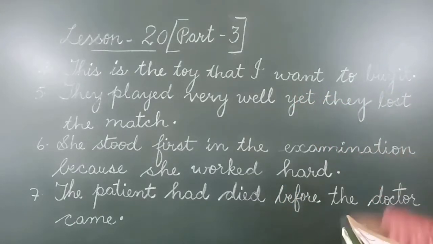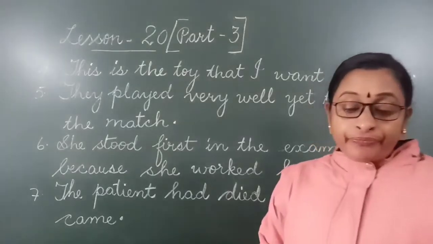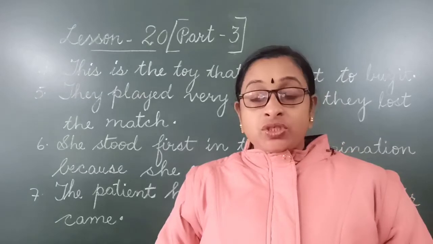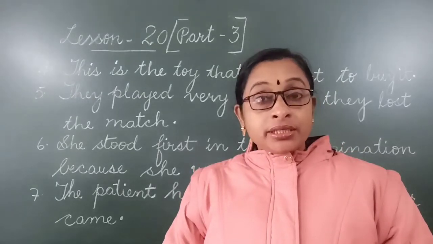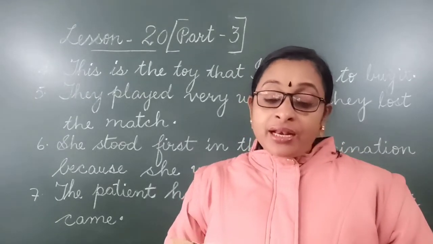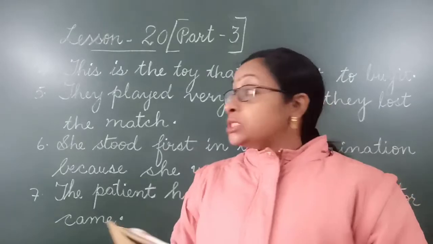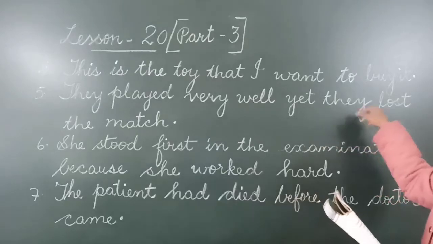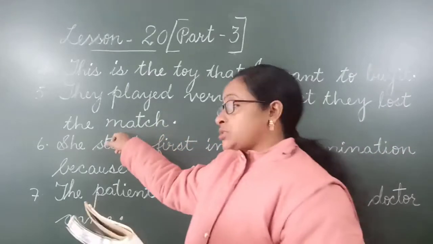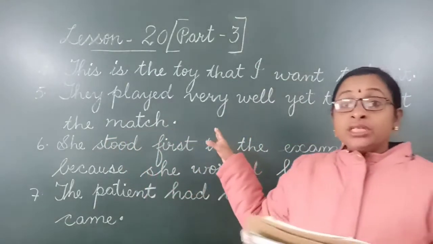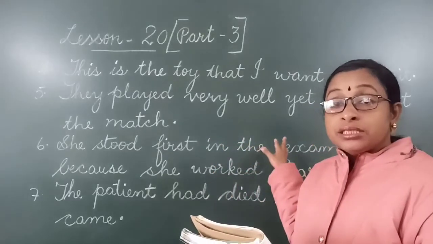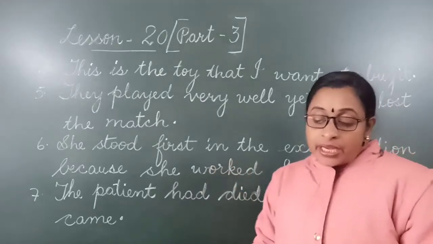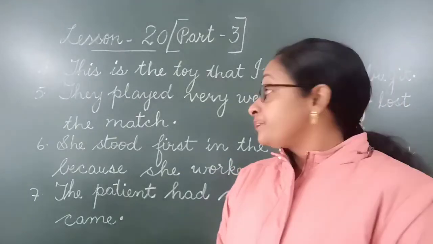Full stop. Next one, number 5. They played very well. They lost the match. How will you join it? They played very well, yet they lost the match. Children, when you are writing, see the spellings also, don't make spelling mistakes. Okay.